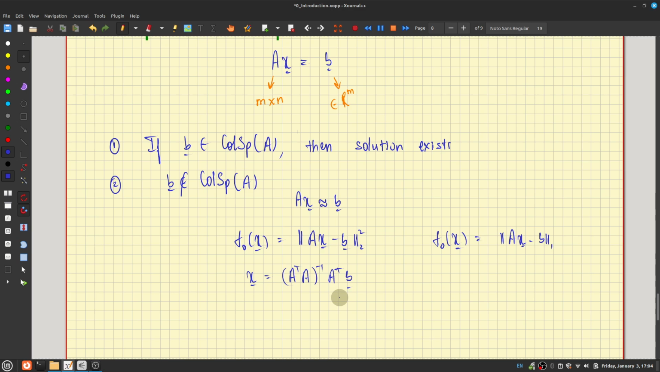No, I'm saying that A transpose A need not be full rank, right? Then A transpose A need not be invertible. What do you do there? Okay, what is the pseudo inverse?